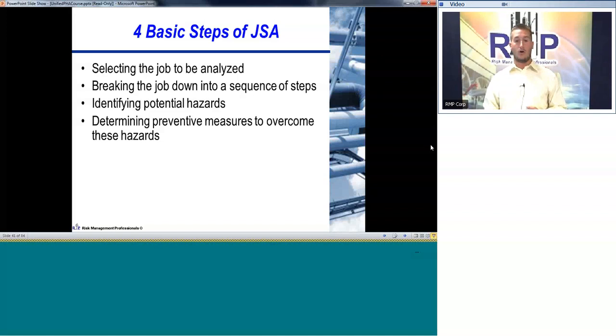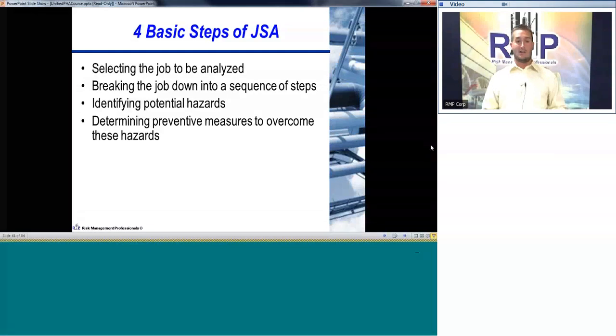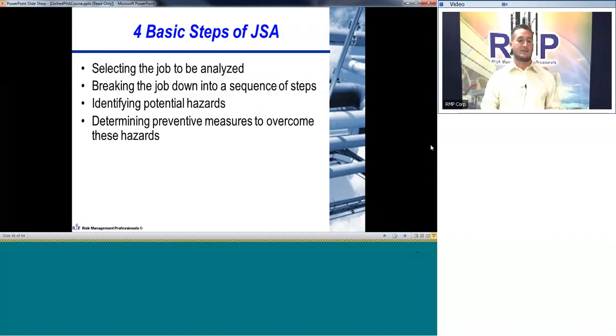To give a hypothetical example here, say we're painting a 20-foot high vessel on a platform. So we've identified the job to be analyzed: we need to paint this vessel. Breaking it down into a sequence of steps, step one might be, all right, we've got to erect some scaffolding so we can reach all sides of this thing. So we're going to be working at elevation.